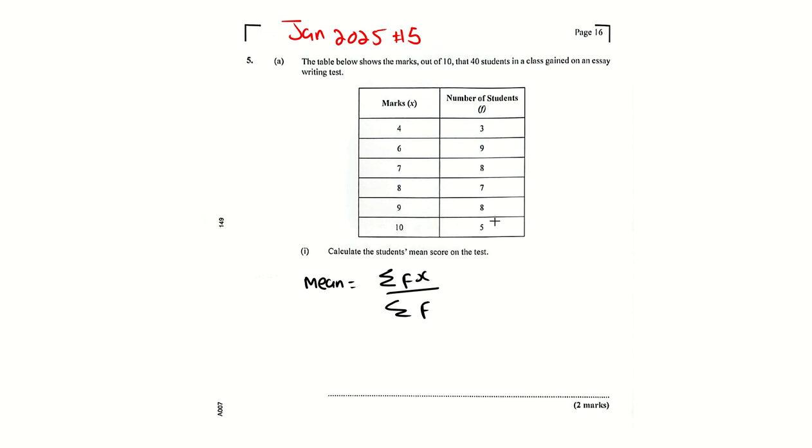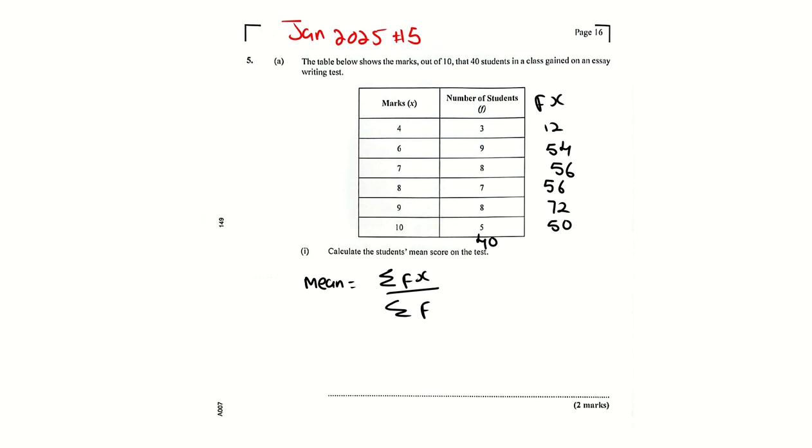This here, when you add it up, which is the number of students, is supposed to give you 40. fx is taking your marks and multiplying it by this. So fx: 4 3s are 12, 6 9s are 54, 8 7s are 56, 8 by 7 again is 56, 9 by 8 is 72, and then this is 50.